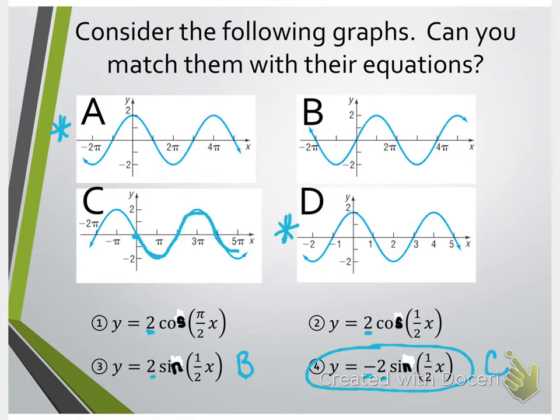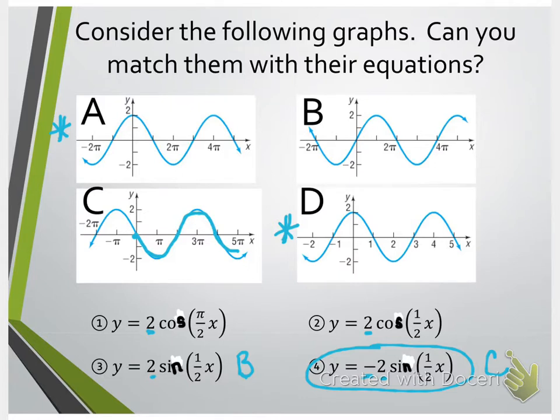But let's start thinking, when we look at 1 and 2, now we're going to have to pay attention to the period with these. We got away with it on 3 and 4 because the negative on the outside of the 2 on this fourth one kind of helped us out. But for A and D, we're going to have to look at the period.